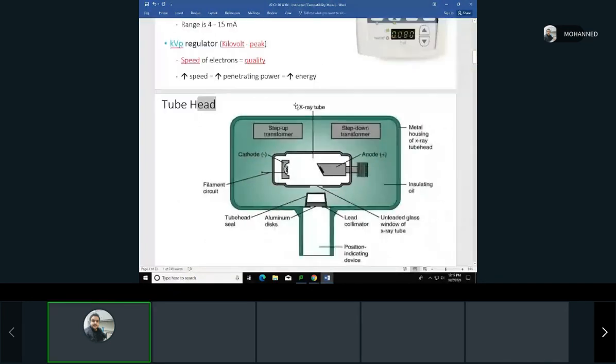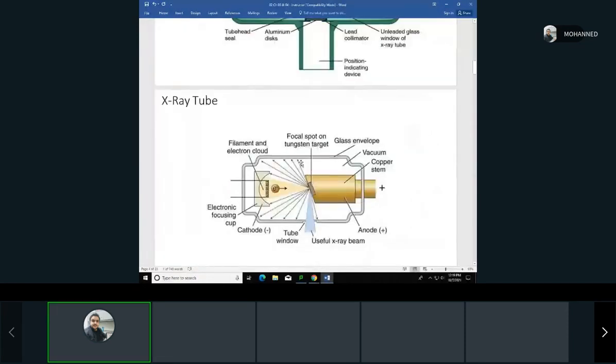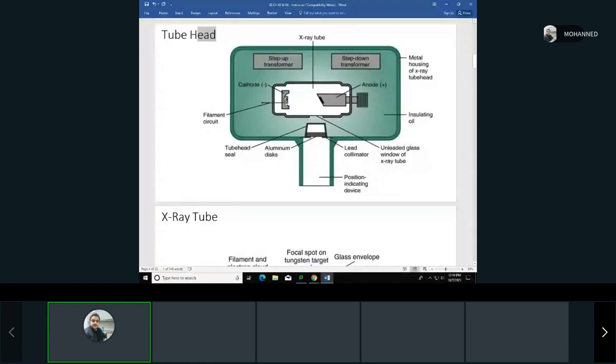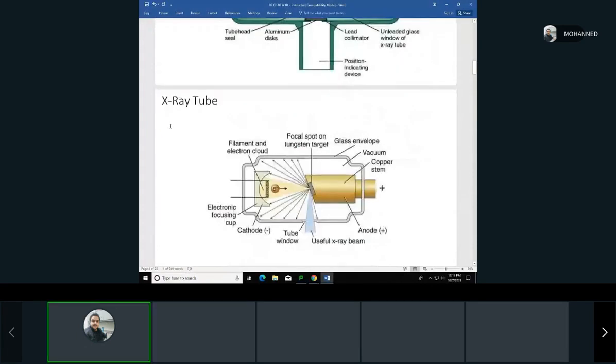The X-ray tube is inside of the tube head, right? So this picture is just for this thing here that is inside, not all of it. Just to make a difference: this is a tube head that has all of these parts, the PID, the collimator, the other things and the oil. And the X-ray tube itself is just the one that has the cathode and the anode mainly.